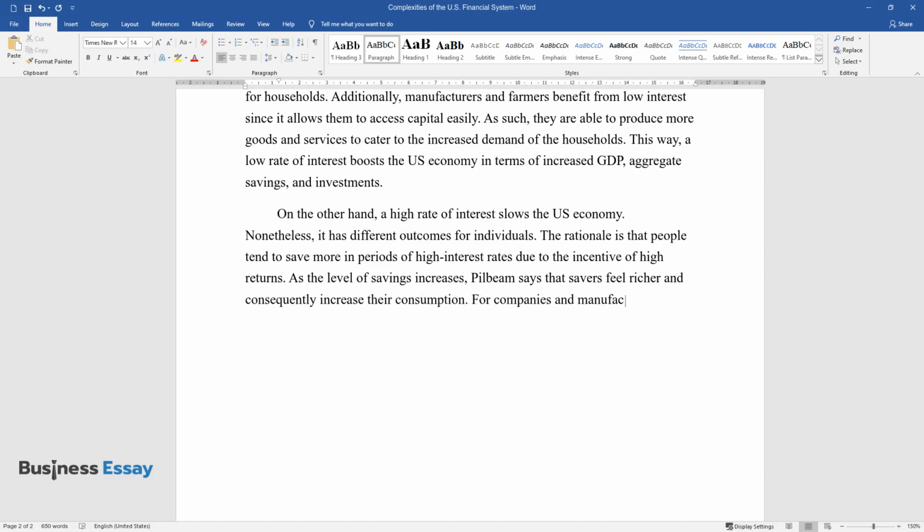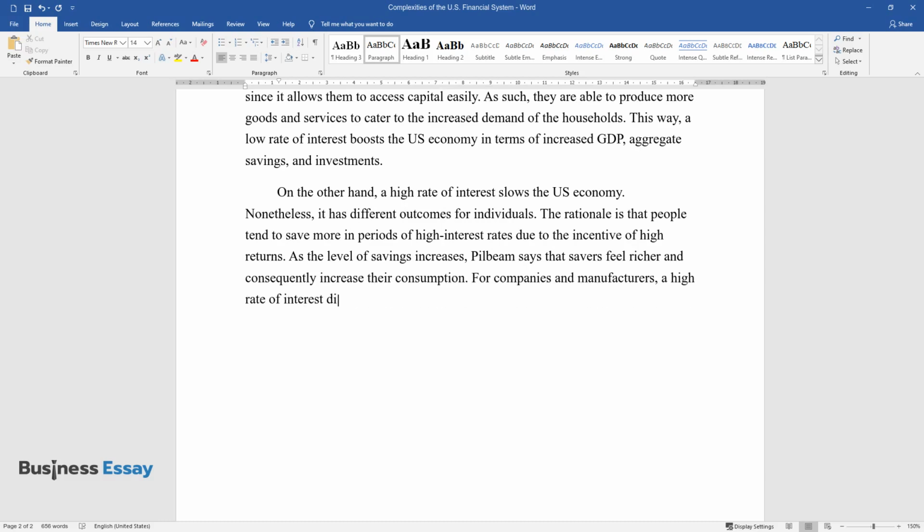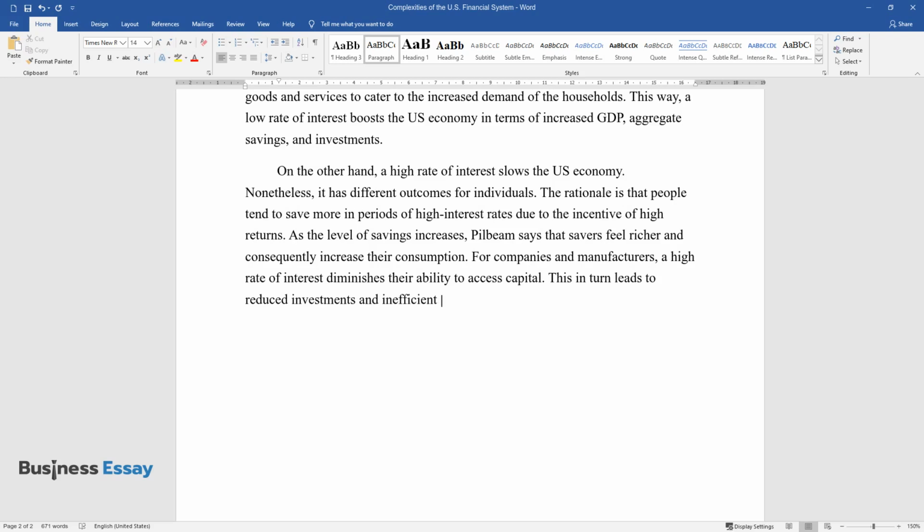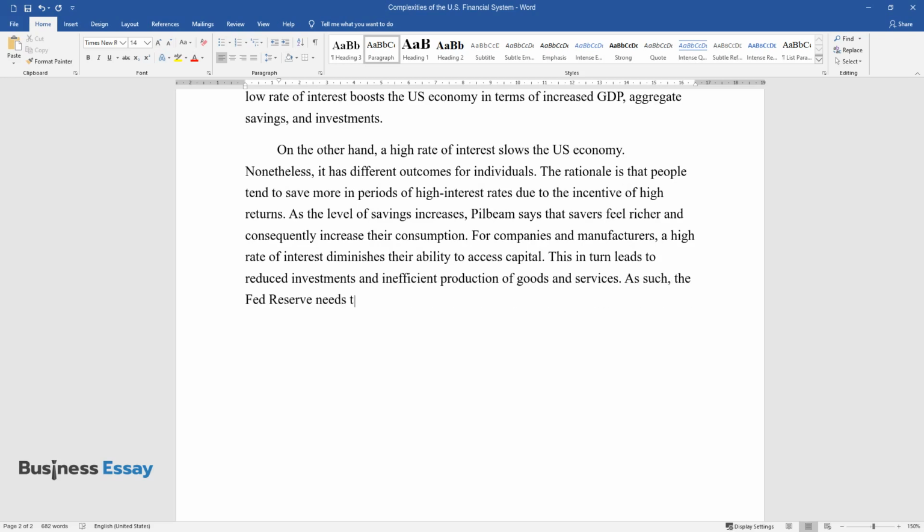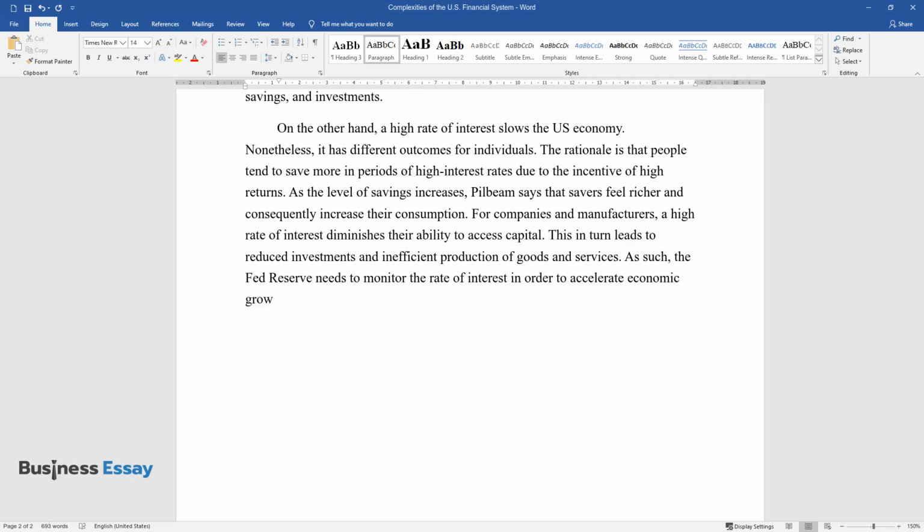For companies and manufacturers, a high rate of interest diminishes their ability to access capital. This in turn leads to reduced investments and inefficient production of goods and services. As such, the Fed Reserve needs to monitor the rate of interest in order to accelerate economic growth in the U.S.